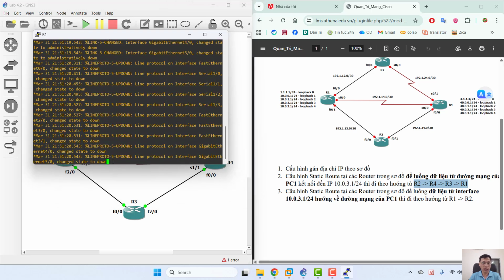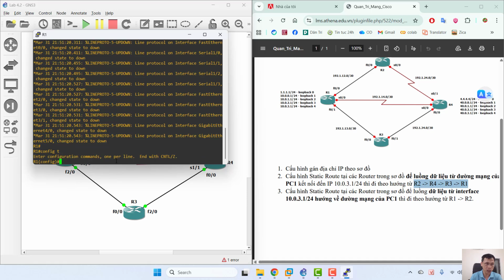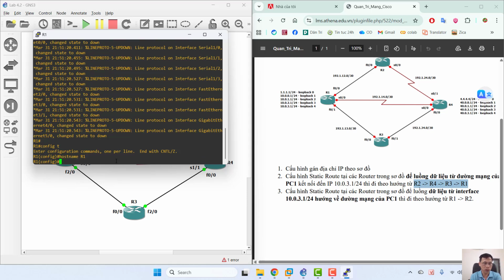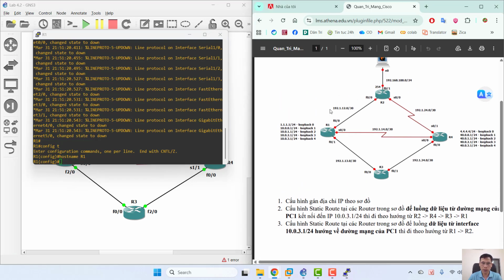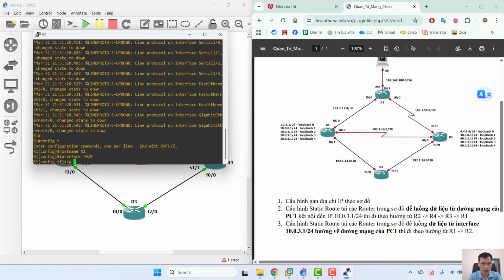In R1, I press enter several times. I go into global mode by entering config t, and name it with the hostname R1. Then I set the IP address. So I select the interface FastEthernet 0/0 and the IP address.